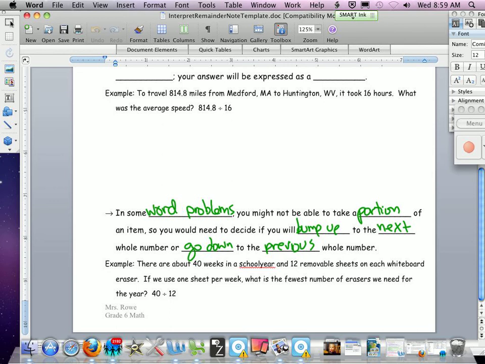So here's another realistic scenario. There are about 40 weeks in a school year. And this eraser here, if you notice, it's got the stripes. Those stripes are actually removable layers, so that once it gets super duper messy, I can strip off a layer and have a fresh clean layer to do more erasing with. So back when we didn't have the smart board and I was writing on the board a lot, I used to use about 1 of these sheets per week. So if there are 40 weeks in a school year and I'm using 1 sheet per week, you would do 40 divided by 12 to figure out how many I need for the whole school year.